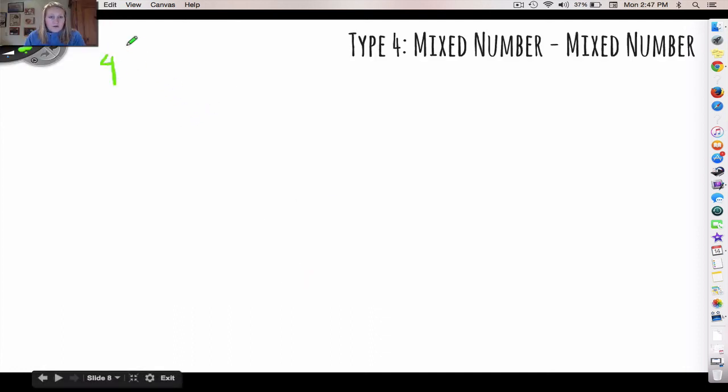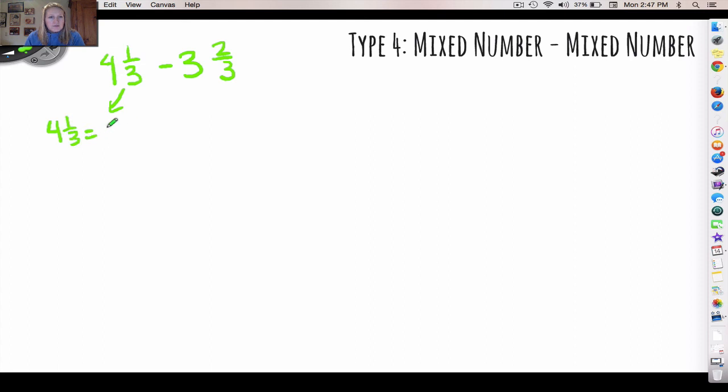Now another example: 4 and 1/3 minus 3 and 2/3. Again, to do this, we would regroup the 1/3 because 1/3 can't take 2/3 away. So we will say 4 and 1/3 is really equal to 3 plus 1 plus 1/3, which is equal to 3 plus 3 over 3 plus 1/3, which is really equal to 3 and 4/3.